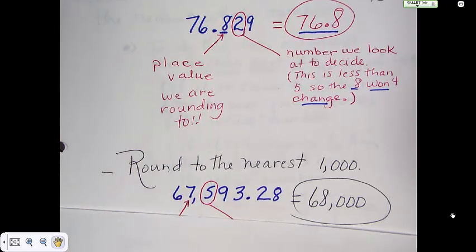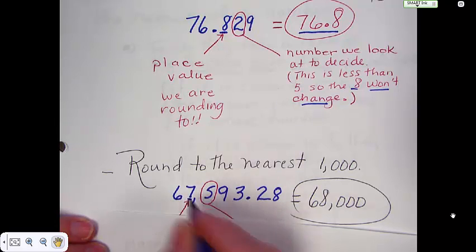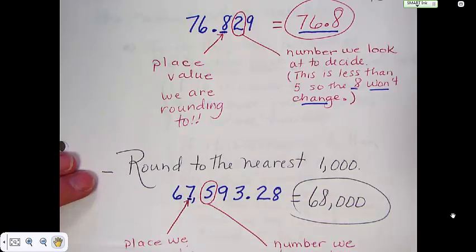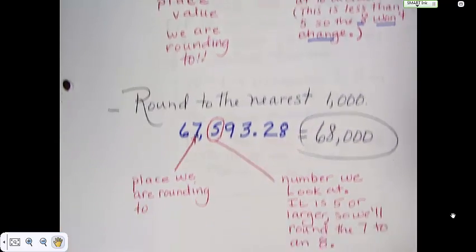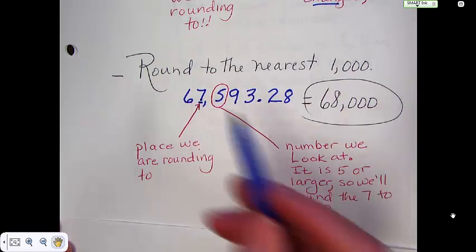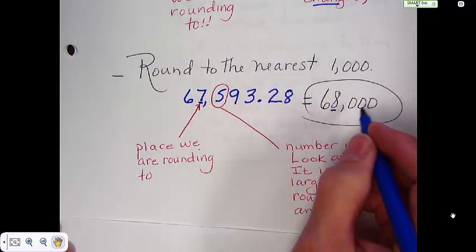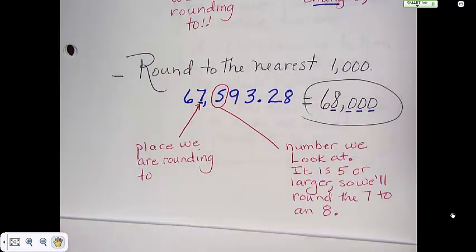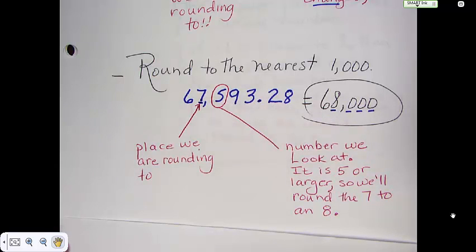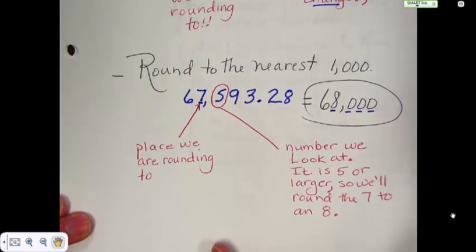Okay, we're rounding to the nearest 1,000. So this is the thousands place right here. The number to the right is a 5. It is 5 or larger, so we are going to round up. And instead of 67,000, it's going to be 68,000. Notice the 3 placeholder zeros. The 593.28 all goes away, and we just round to the place value. I hope that makes sense to everyone.